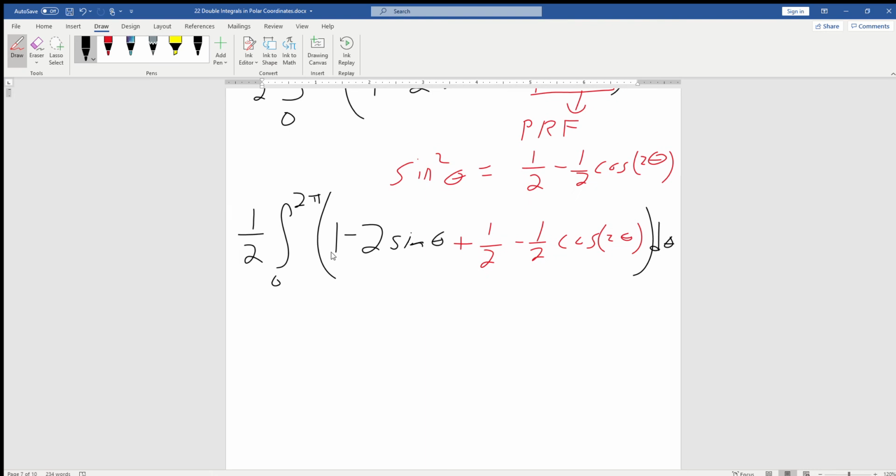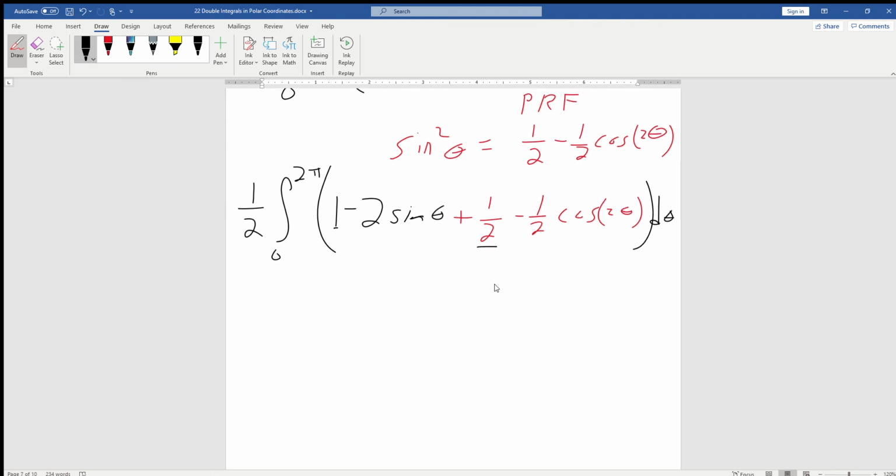Clearly, we can combine like terms. We have a 1 and we have a 1/2, so we're just going to add those together. One last simplification before we get to it, 0 to 2 pi. So we're going to have 1 plus 1/2, which is going to be 3/2.